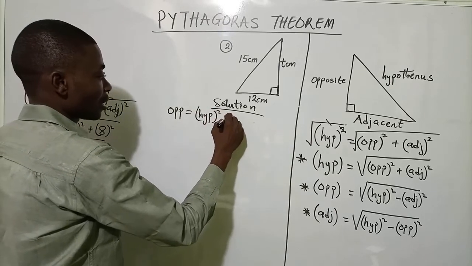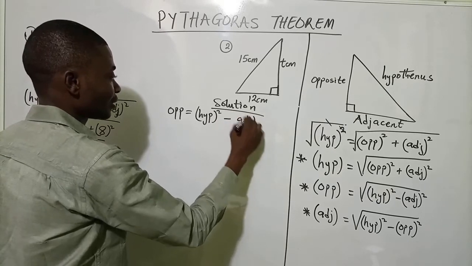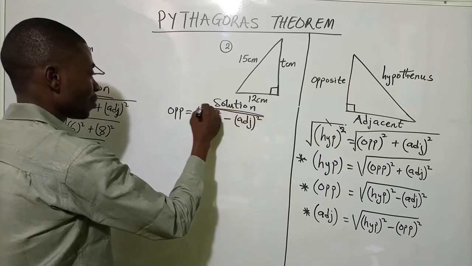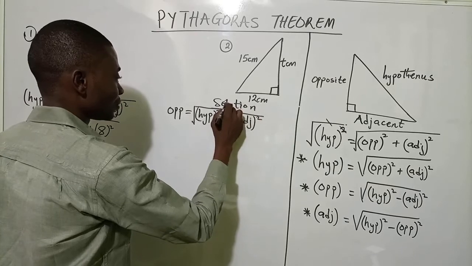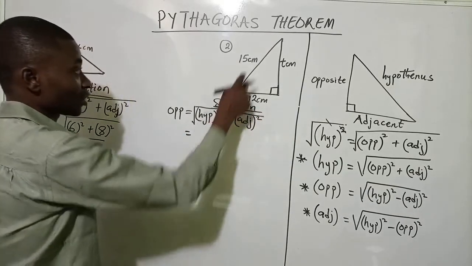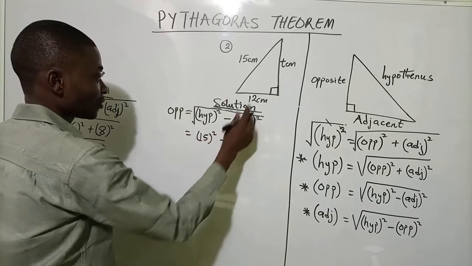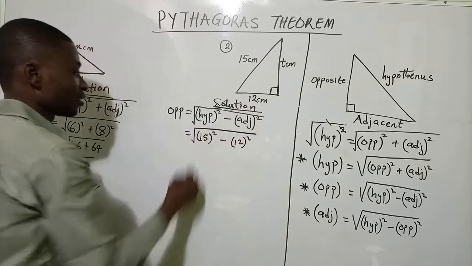square minus adjacent square, all in square root. So the hypotenuse is 15, 15 square, minus the adjacent is 12, 12 square.